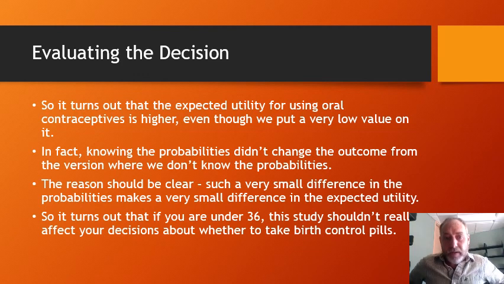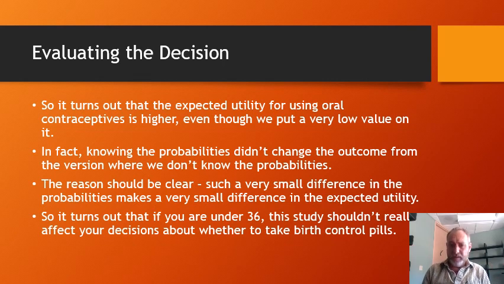So that should be interesting, right? Turns out expected utility for using oral contraceptives is higher, even when we put a very low value in, like I said. And in fact, in this case, it turned out that knowing the probabilities didn't actually change the outcome from the version where it was decision making with uncertainty, and we didn't know the probabilities.